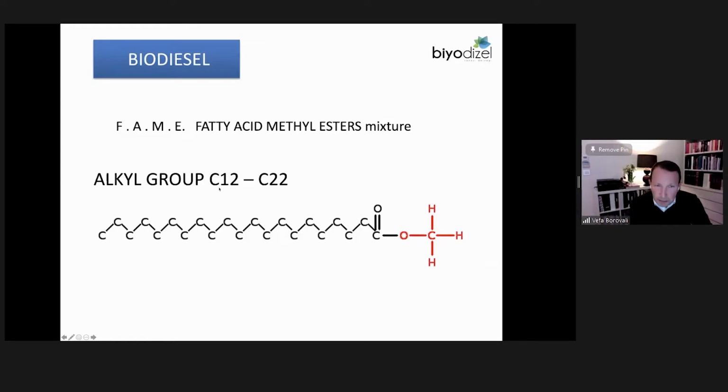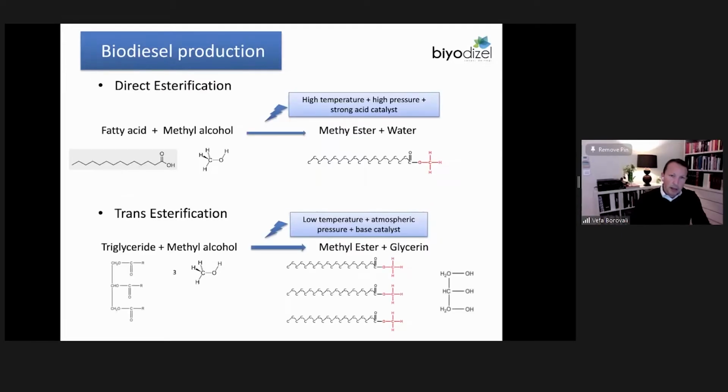The number of carbons is starting from 12 to 22. And this is a long molecule. We have a straight chain carbon molecule. And at the end, we have the ester, methyl ester, especially here, a one carbon methyl group. And this is a mixture of methyl esters. And we call this biodiesel if it meets certain quality criteria. So how can we produce biodiesel?